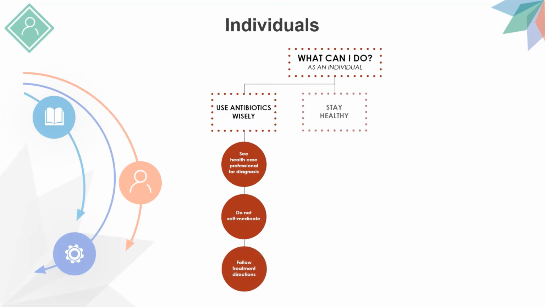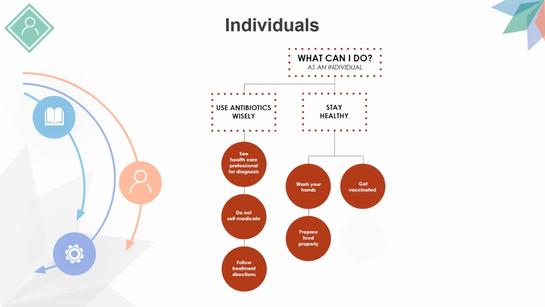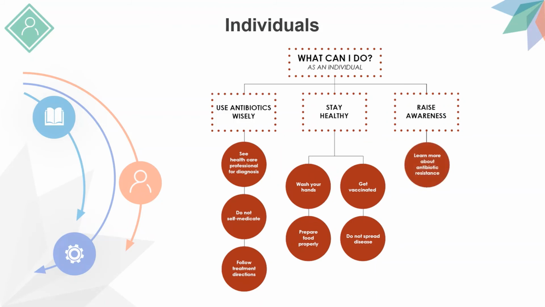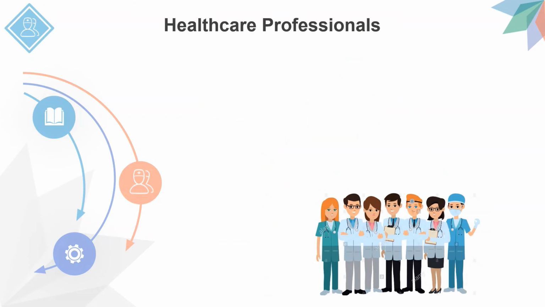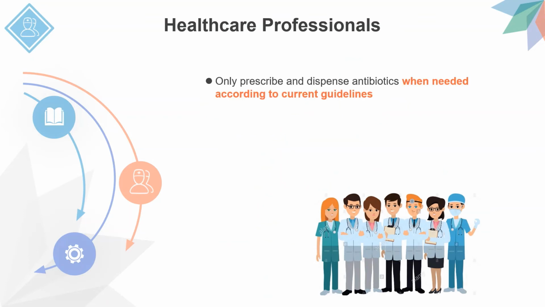Secondly, we should try to stay healthy. So that means having good hygiene habits such as washing hands and cooking food properly, getting vaccinated, and also, when we are sick, we should put on masks and avoid going to crowded places where we may spread our germs. And lastly, we should raise awareness of the issue by learning more about antibiotic resistance ourselves and teaching others what we learn.